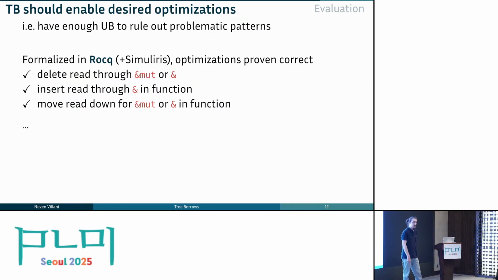The first axis along which we've evaluated tree borrows is: is there sufficient UB that important optimizations are possible? We have formalized tree borrows in the Rocq proof assistant on top of the Simuliris framework. And we've proven correct a number of building blocks for optimizations under the assumptions of tree borrows. In particular, the optimization that I've used as an example since the beginning, we can prove that correct in Rocq.